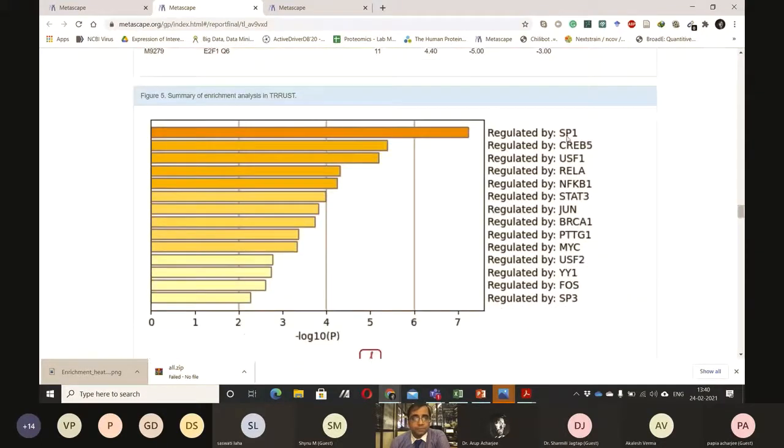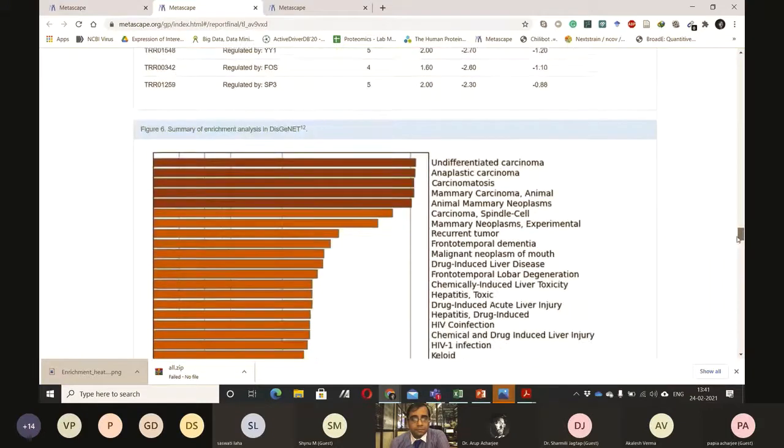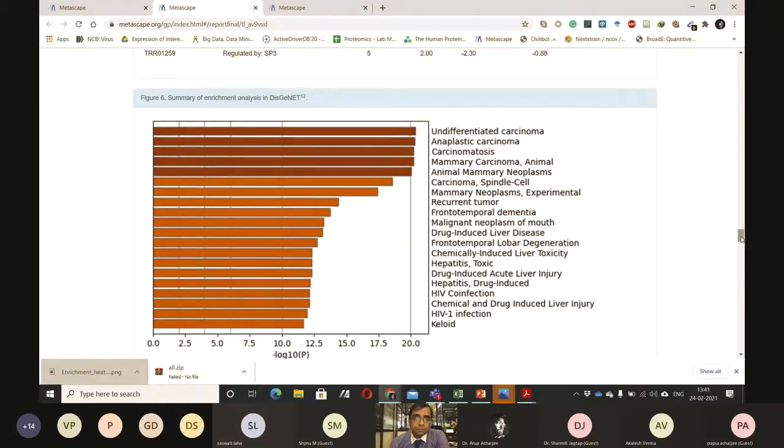Next comes again. So if you see, these are the genes regulated by SP1, maximum genes were by SP1 transcription factor, then there are CREB, then USF1, NF-kappa B1. So this entire analysis can be done. Then this is the enrichment summary using the DisGeNET database. So these figures are all from different databases. So there is undifferentiated carcinoma, anaplastic carcinoma. As I said, it will throw up all kinds of data, even the network analysis will give you all kinds of answers, but you have to use your biological question in mind and then look at the data.